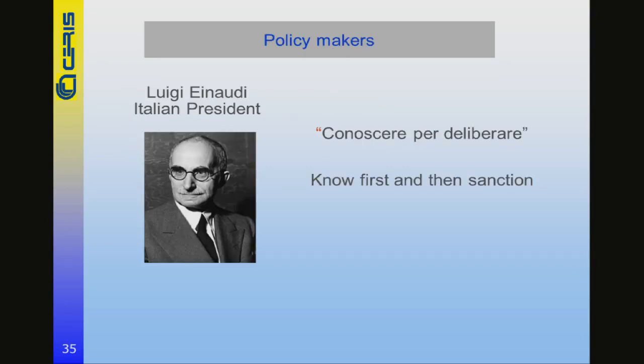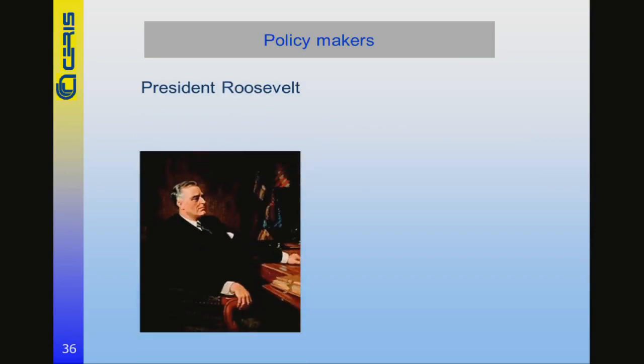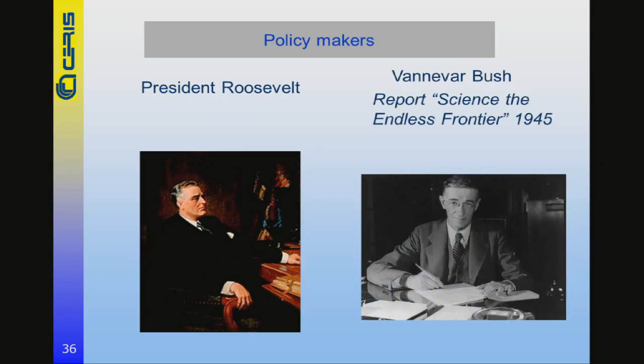And who are these policymakers? For instance, this is a case, a former Italian president of the Republic who said, conoscere per deliberare. Know first and then sanction. He was a president of the Republic, and these words are in block letters at ISTAT, the National Statistical Office, where you produce the data, and they say, you should measure for us, because before deciding, we need to have the figures. Also, other policymakers, Roosevelt after the Second World War, with Vannevar Bush, and his report on science and technology frontiers.